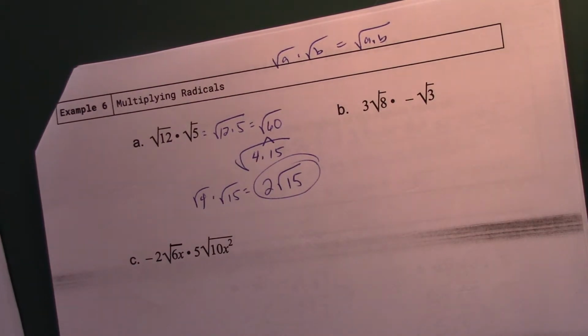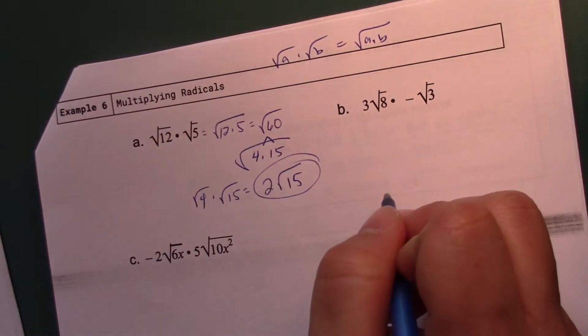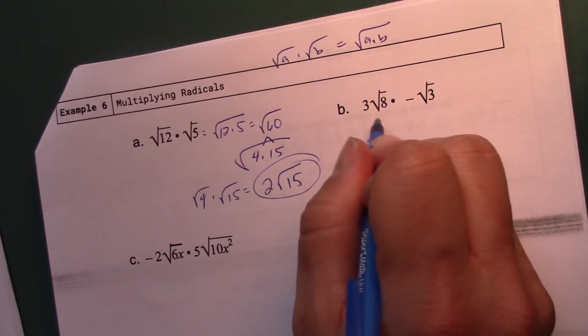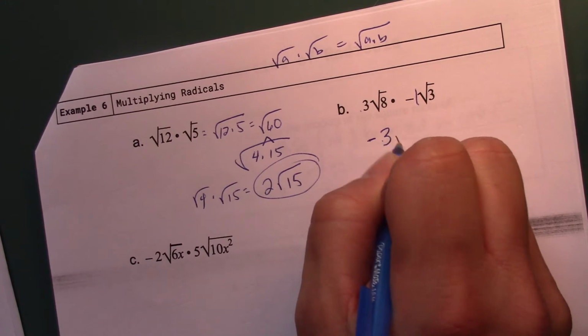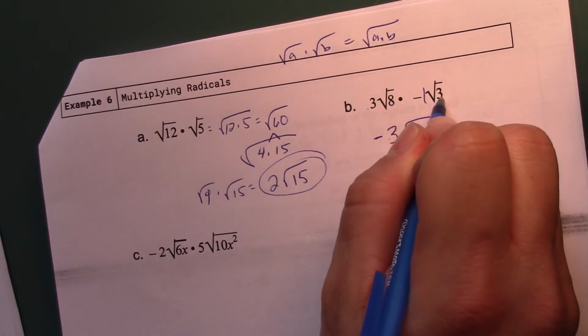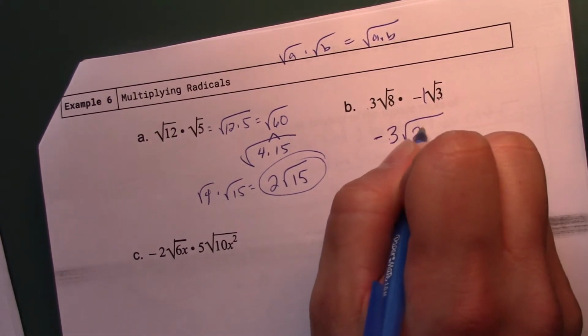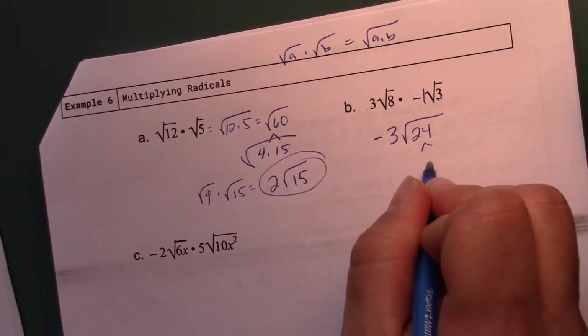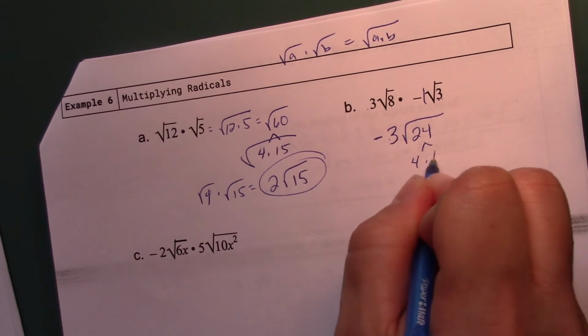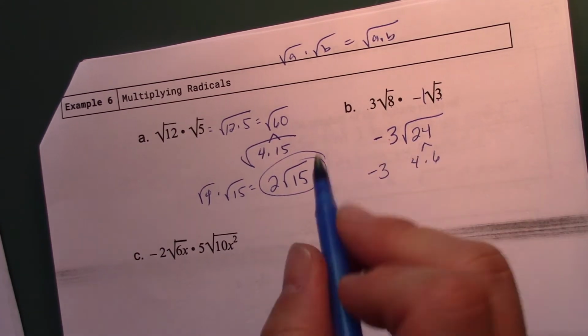Okay? Alright. So this is 3 times negative square root of 3. So again, what I got is a negative here, because 3 times negative 1 is negative 3. And then what's underneath, I can multiply what's underneath. 8 times 3 is 24. Alright, cool. Now we got to look and see, can we break this down? And this is 4 times 6. So yes, we can.